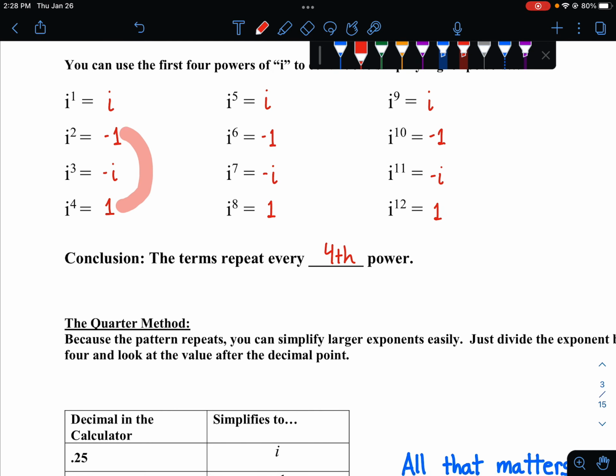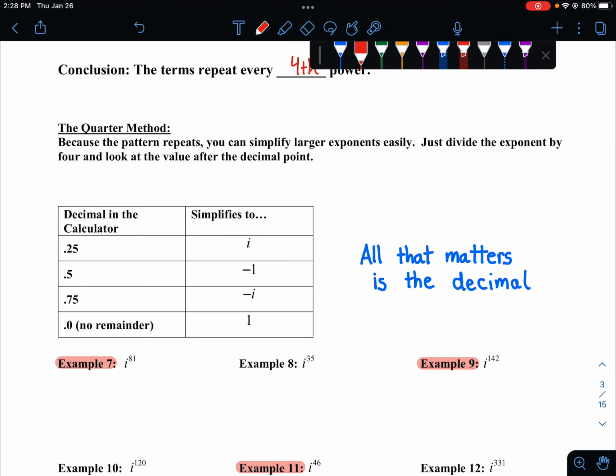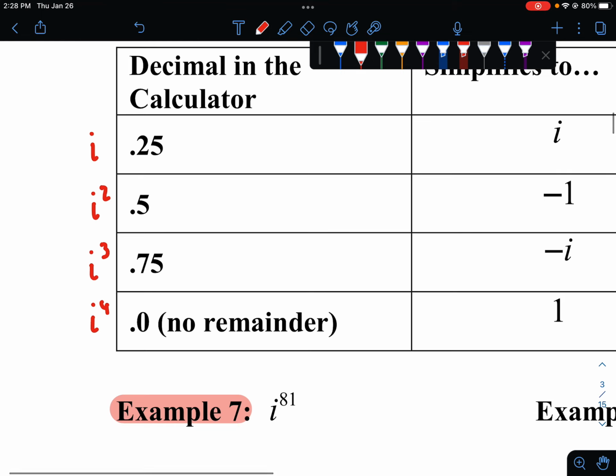So there's a really easy way to do this using the calculator. What we're going to do is take the exponent, divide it by 4, and whatever is the remainder tells us what position it is. Is it an i squared, i to the third, or i to the fourth position? Meaning, is it i, negative 1, negative i, or 1?